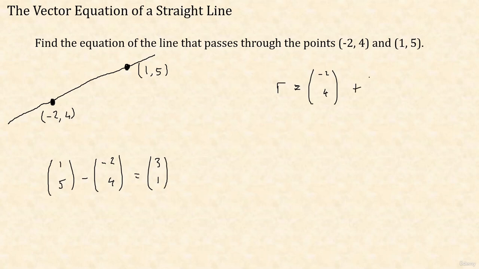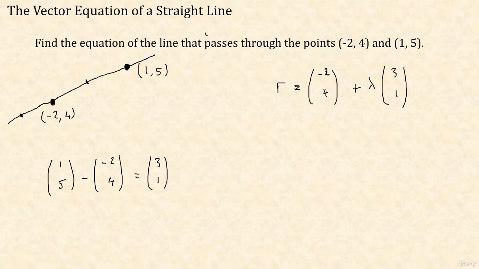So I want any amount of that direction. If lambda is 1, then I would end up at this point here, because I will have started at (-2, 4) and then gone along the line to here. But if lambda was a half, I would be at this point, and if lambda was 2, I'd be somewhere over here, and if lambda was negative, I might be somewhere down here. But that is one version of the equation of this line.